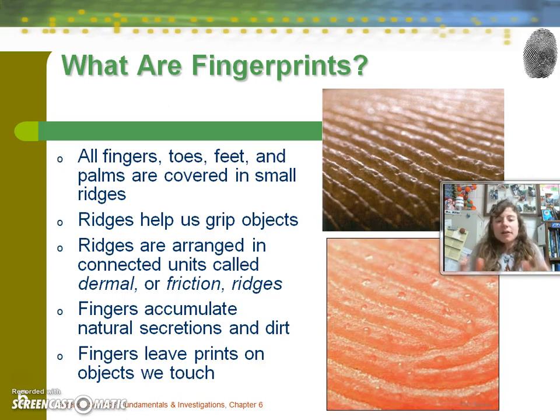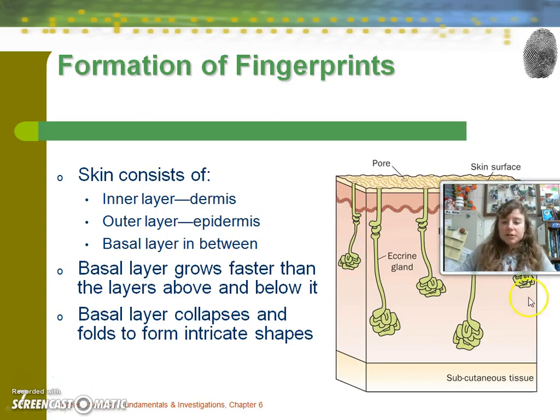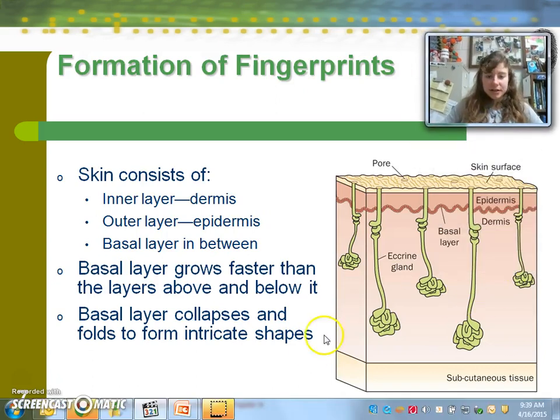And our fingers, especially when you're cold, don't deposit as good of prints as they will if you're warmer. You have sweat, natural oil secretions, you pick up dirt or oils from things that you touch, and those deposits along the ridges of our fingers are what leave our fingerprints. So let's take a look at the cross-section of the skin.